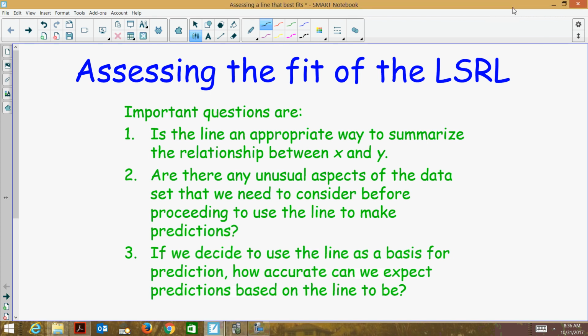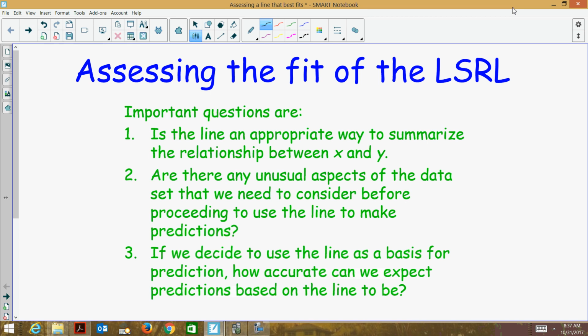Today we're going to assess the fit of our least squares regression line. Some important questions that we need to consider when we are talking about the least squares regression line are: 1. Is the line an appropriate way to summarize the relationship between the x variable and the y variable? Number 2. Are there any unusual aspects of the data set that we need to consider before proceeding to use the line to make a prediction?